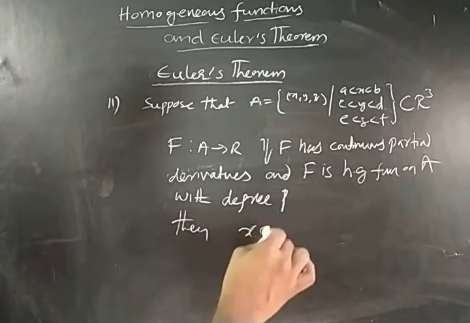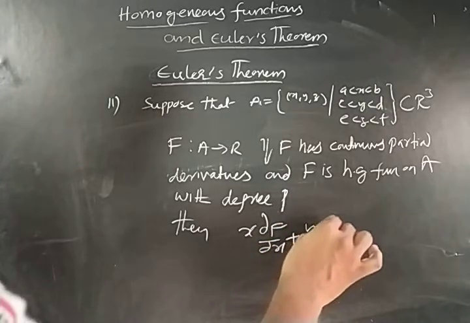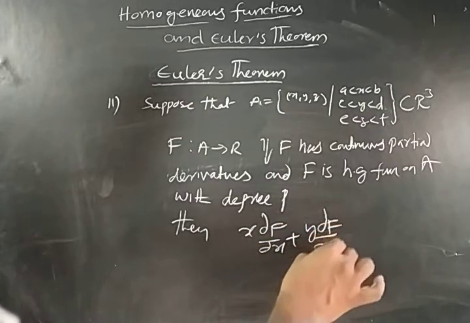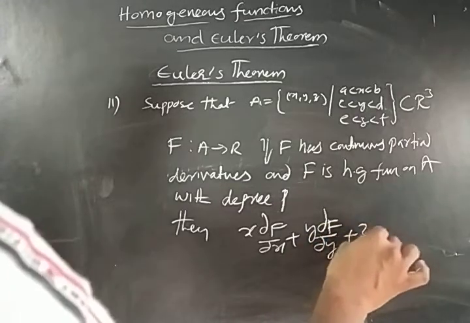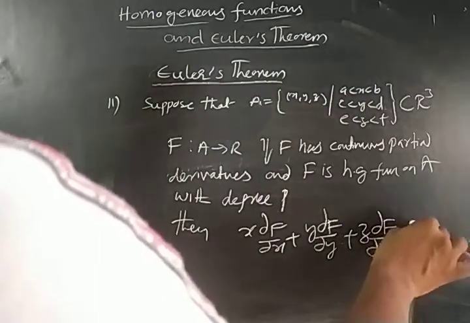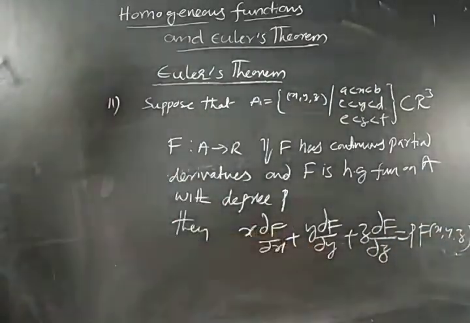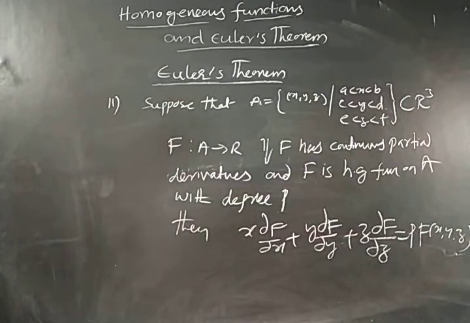then we should get x ∂f/∂x plus y ∂f/∂y plus z ∂f/∂z is equal to p times f of x comma y comma z. So this is the Euler's theorem statement for a function in three variables.